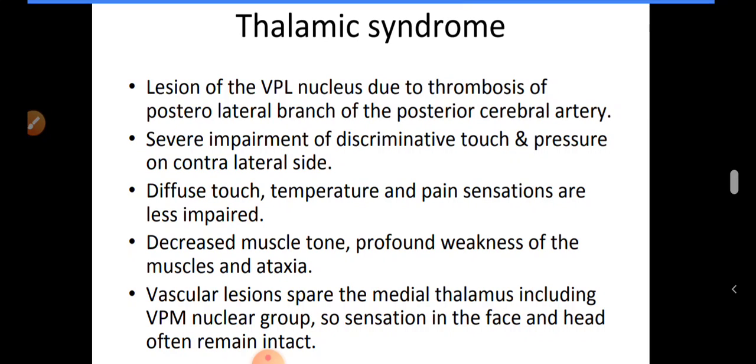What is thalamic hand or athetotic hand? It refers to abnormal posture of the hand occurring in a patient with thalamic syndrome. It is characterized by moderate flexion of the wrist with hyperextended fingers.